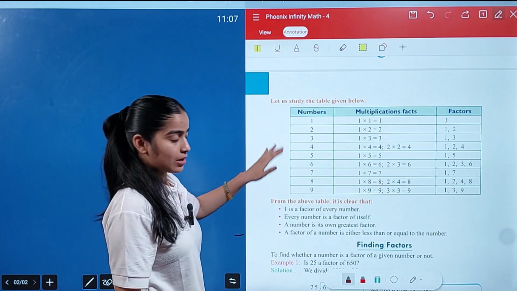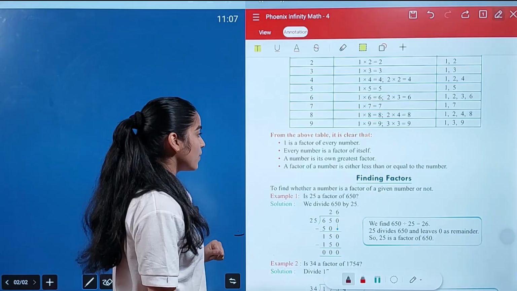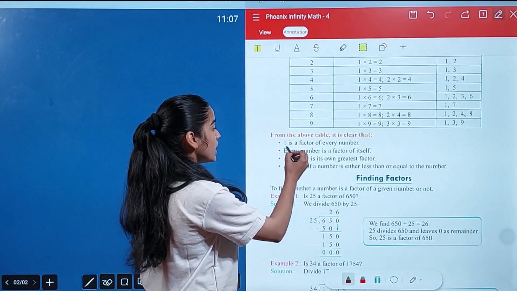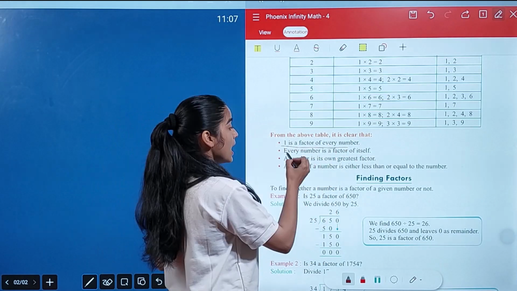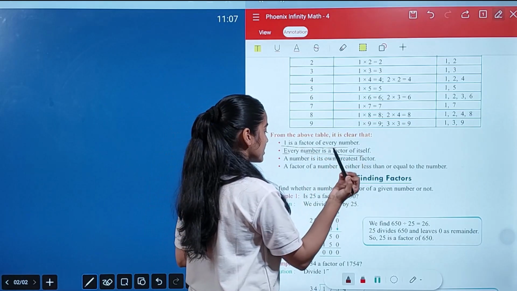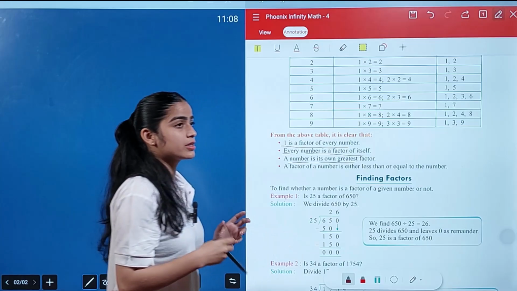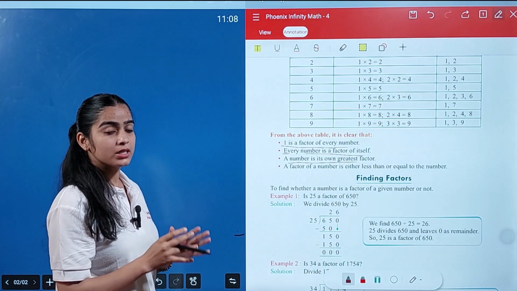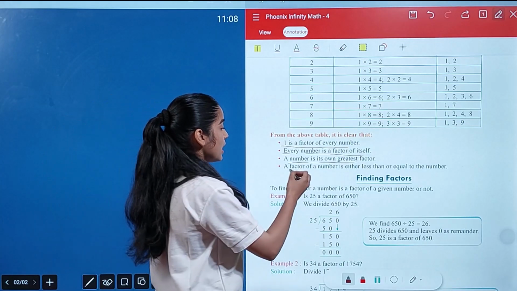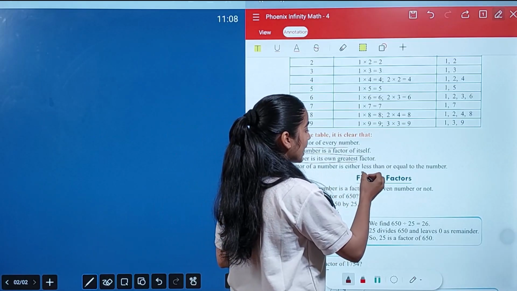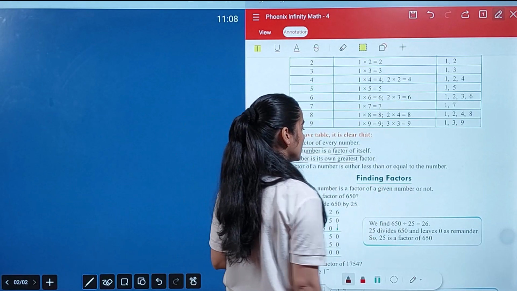So you can check it out. Now from the above table, it is clear that 1 is a factor of every number. Every number is a factor of itself. A number is its own greatest factor. For example, 5 is the greatest factor of 5. A factor of a number is either less than or equal to the number.